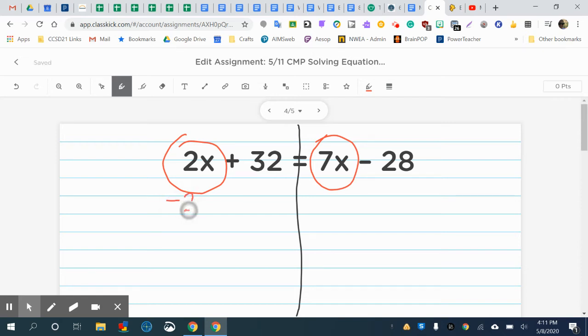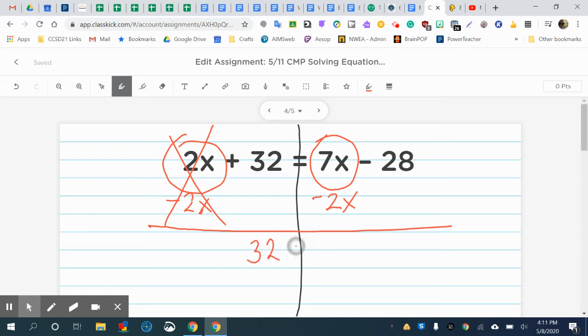So I'm going to do the opposite. I'm going to subtract. Whatever I do to one side, I do to the other. Again, notice I'm subtracting 2x from 7x because those are like terms. I can combine them. 2x's cancel out. So now I have 32 equals 7x minus 2x is 5x. And then I still have a negative 28.